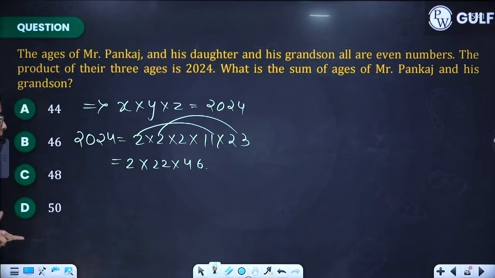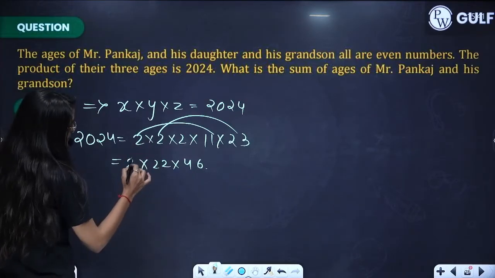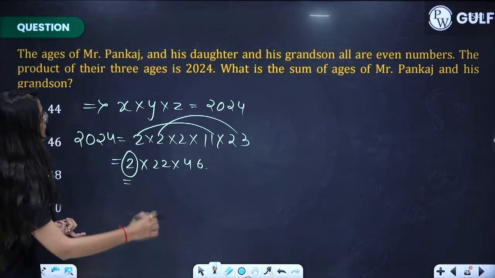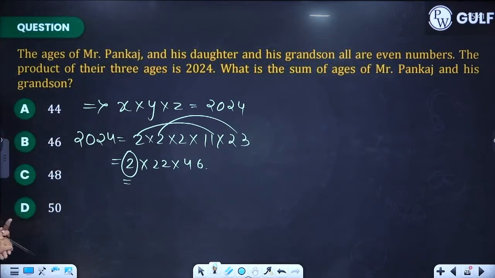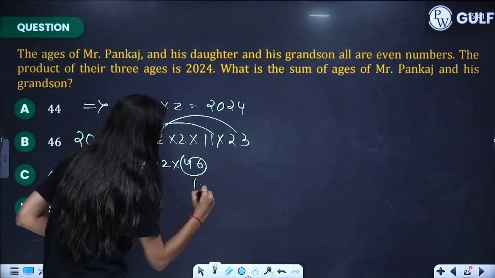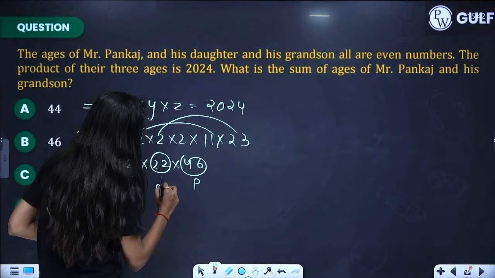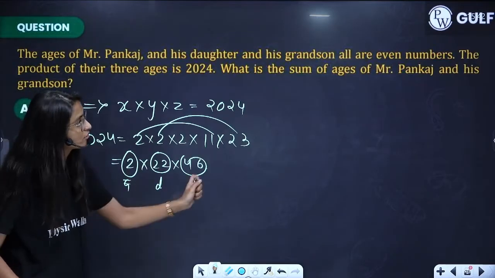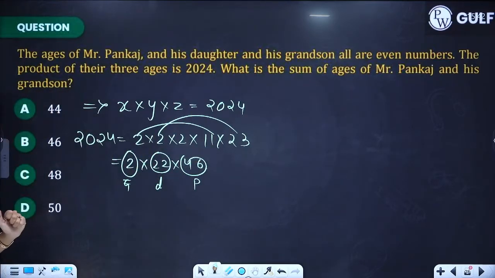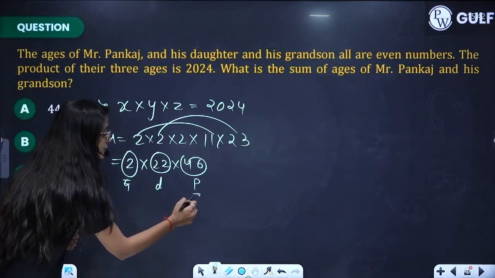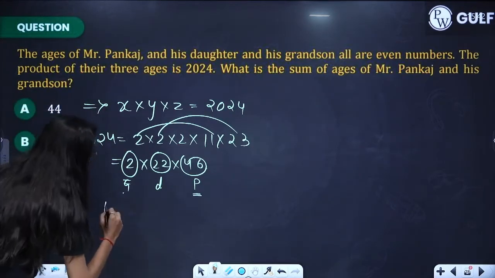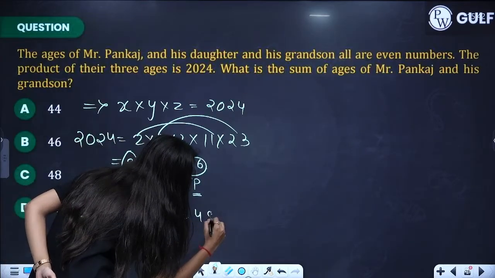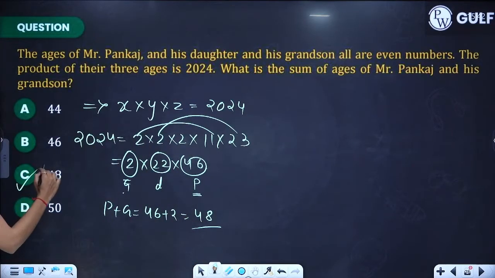Okay, now can I say that this would be the grandson's age and Mr. Pankaj is the eldest one. So this would be for Pankaj, this would be for his daughter and for grandson. Now we need to check the sum of ages of Pankaj and his grandson only. So Pankaj's age is 46 and grandson is 2. So I'm just adding P plus G. 46 plus 2 will result in 48, which is my option C.